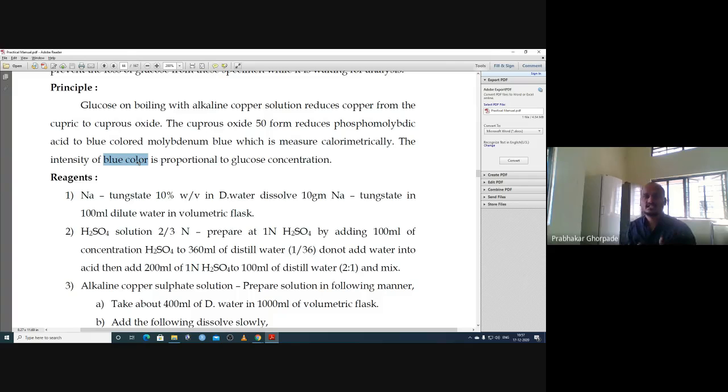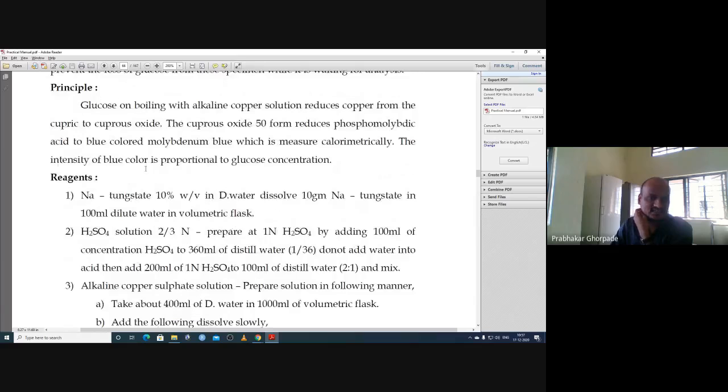In the Gaulford test, we have a red color. In this Folin-Wu method, we are taking the glucose, boiling it with the alkaline copper solution, which reduces the copper from cupric to cuprous oxide, and then the cuprous oxide reduces phosphomolybdic acid to the blue colored molybdenum blue. So this is the principle of this reaction, and the blue color intensity we measure colorimetrically.